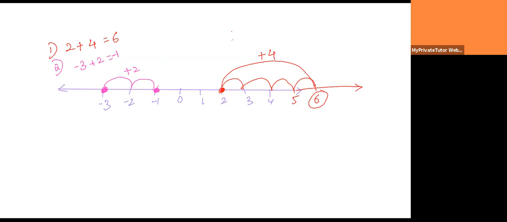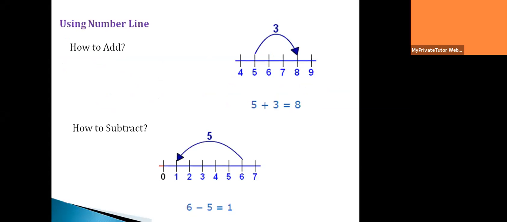Okay, so let me share the PPT. Just take a look at this. Using a number line, how to add. Here the addition is 5 plus 3. Plus means it's on the right side.